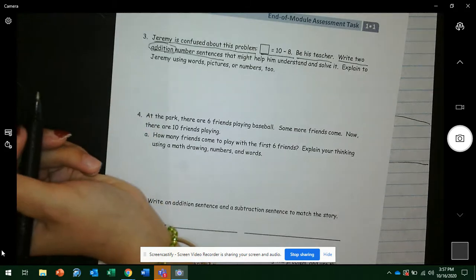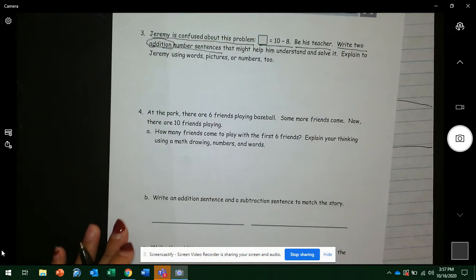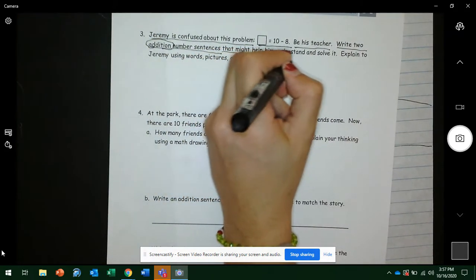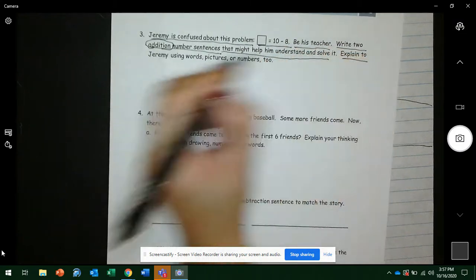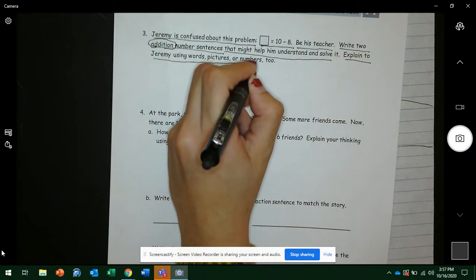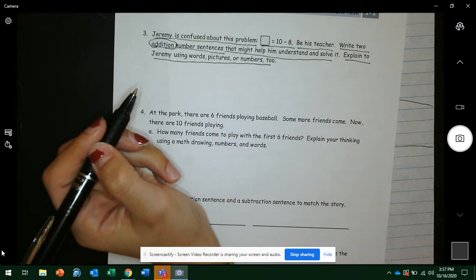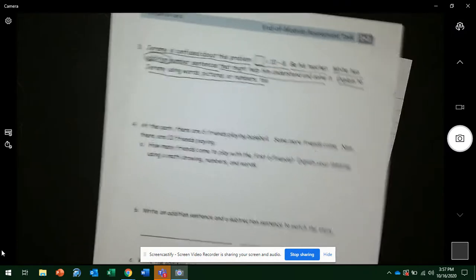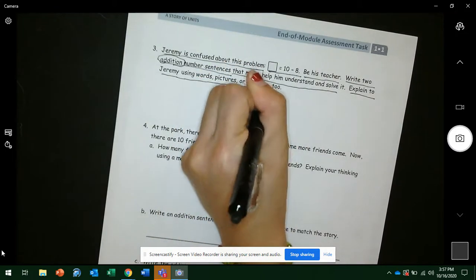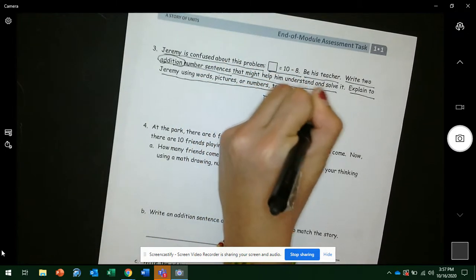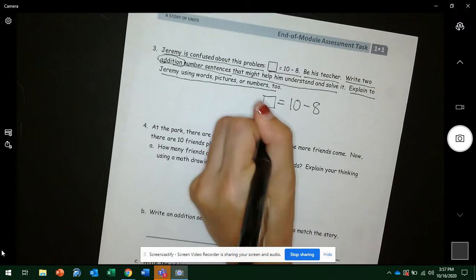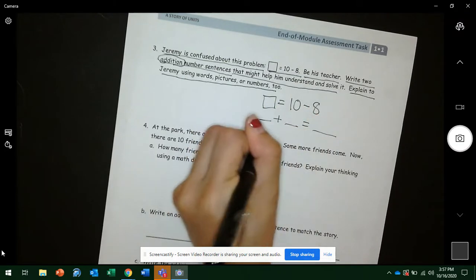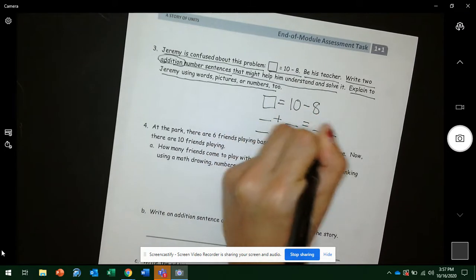2 addition, that means plus, number sentences that might help him understand and solve. Explain to Jeremy using words, pictures, or numbers too. What they want you to do here is solve 10 minus 8. And then you need to write 2 addition sentences that would help him solve.